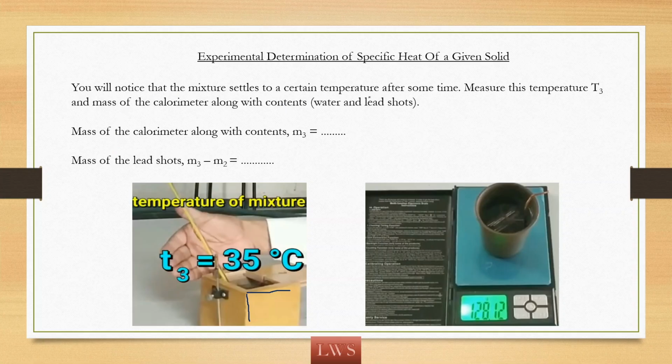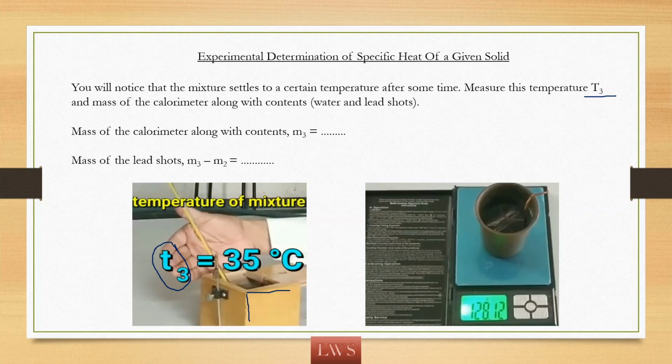Here the lead shards are hot and the water is cool. I am taking lead shards at a temperature T2, and water at a temperature T1. Since the water is cool, it will gain the heat energy that is lost by the lead shards, so that the mixture attains a new temperature, that is T3. Here T3 is the final temperature of the mixture.